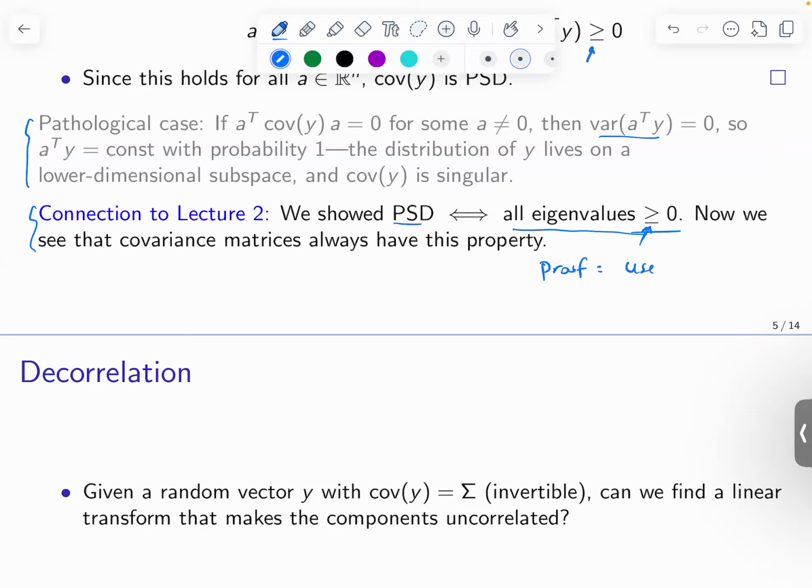Proof, as an exercise: use eigenvalue decomposition. Eigenvalue decomposition exists for any symmetric matrix, and an application here would immediately give you that the eigenvalues are non-negative. So you start from the definition, and using that definition and the eigenvalue decomposition, you should get this fact.